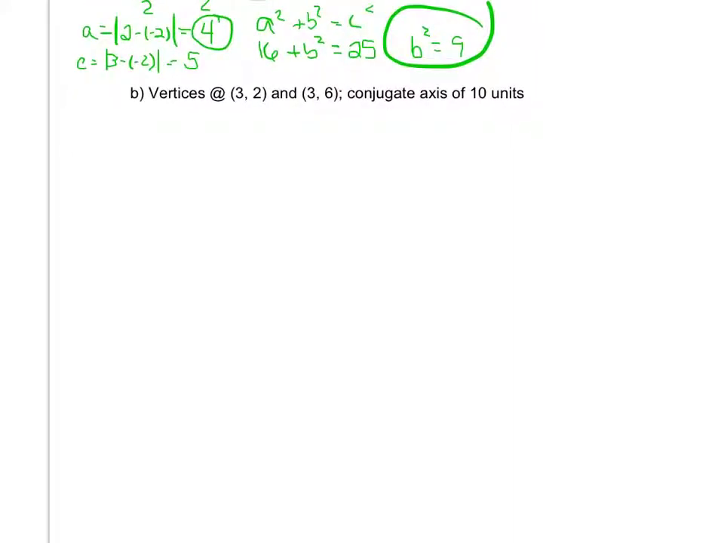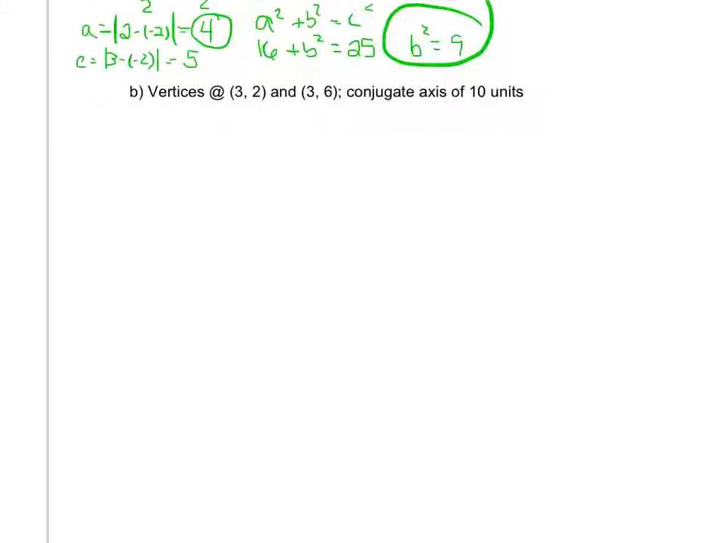Okay. And in letter B, we're given a little bit different information than we were in letter A. We're also still told our vertices, but we're also given information about our conjugate axis. Remember, that's our shorter axis. Well, let me rephrase that because it's not necessarily going to be our shorter axis. Remember, that's our axis that we determine from b. So essentially, our conjugate axis is always going to be a length of 2b, which tells me that b must be 5.